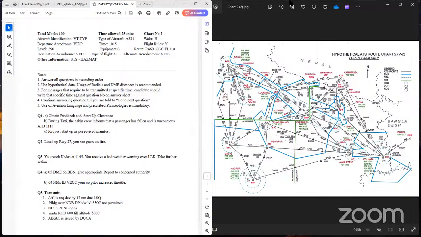Victor, correction, Delhi ground, Victor confirm Tango. Question number? Question number one, Bravo. Question number one, I say again, question number one, Bravo. Delhi ground, Victor Tango, Tango Yankee, Papa.